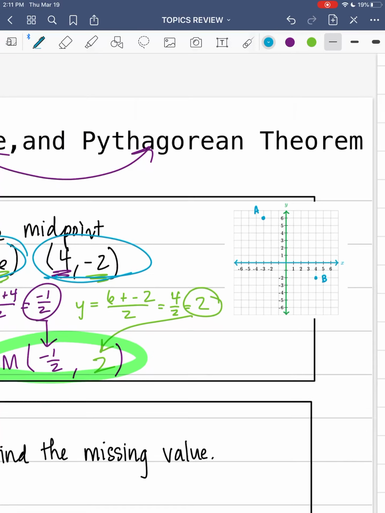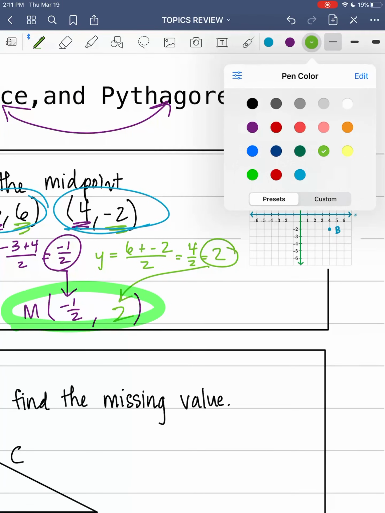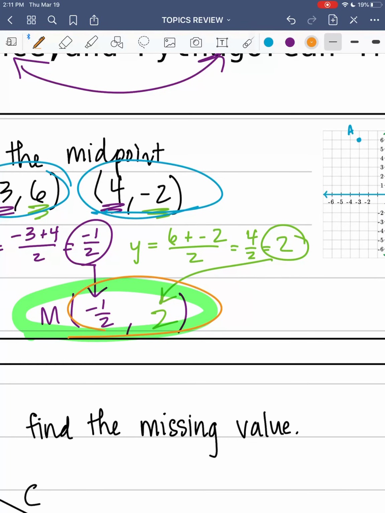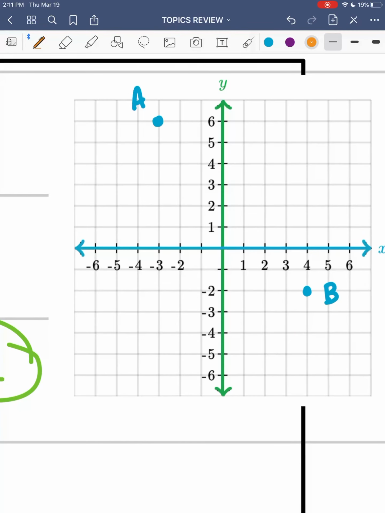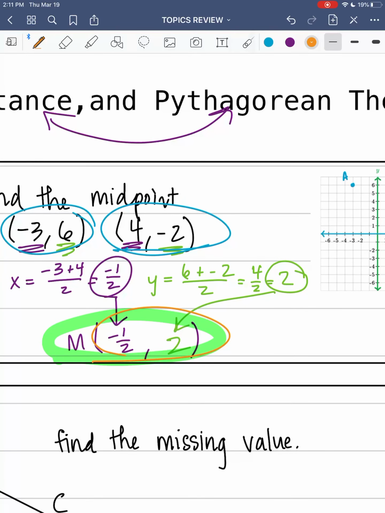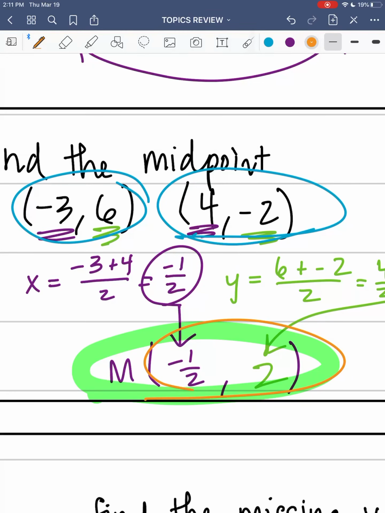And then our midpoint, I want to make it orange because I don't know why. So our orange, negative 1/2, 2. Negative 1/2 means you go left 1/2 and up 2. Oh, it's not supposed to be negative 1/2. Look at this. Negative 3 plus 4 is a positive 1. Totally a positive 1. This should just be 1/2. Right? Yeah. Negative 3 plus 4 is positive 1.